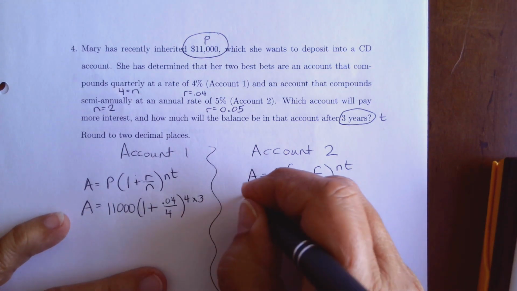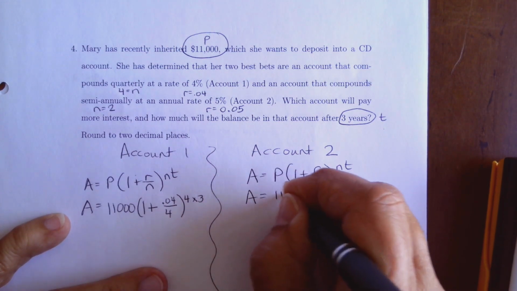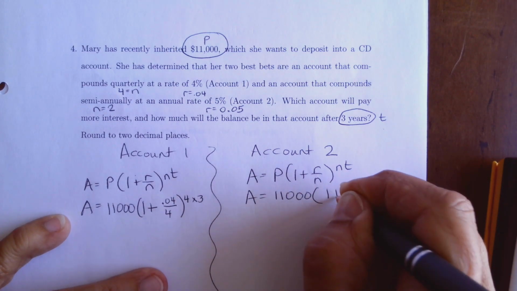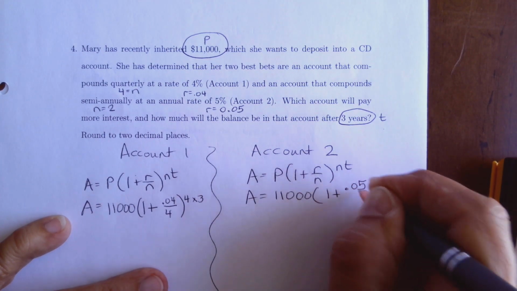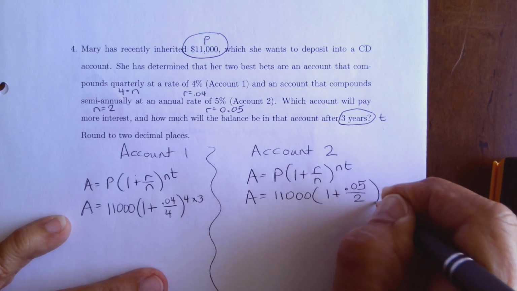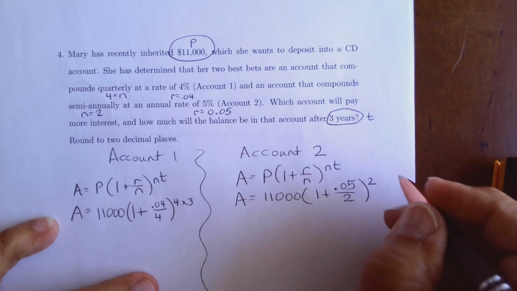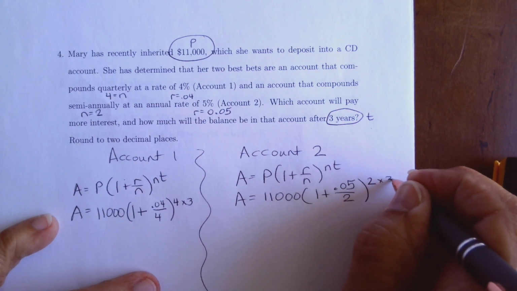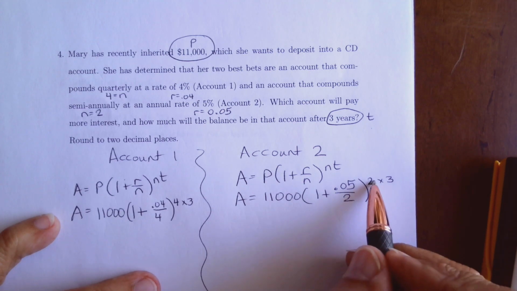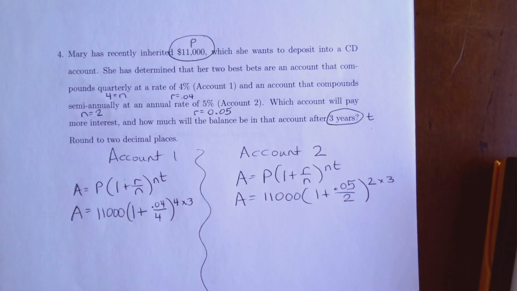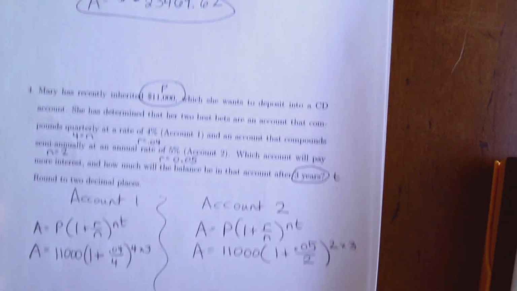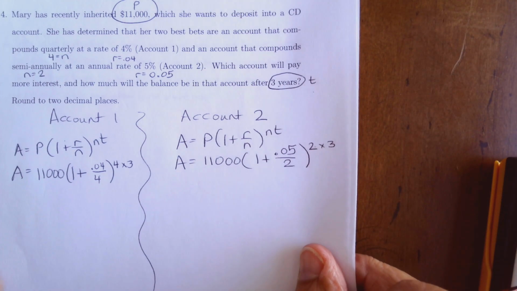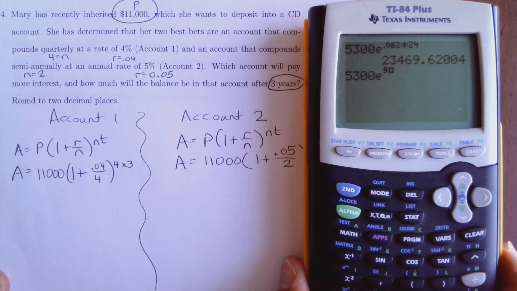All right, so we have principal, still 11,000. 1 plus the rate, 0.05. This time we're dividing by 2 times semi-annually, and this time 2 times 3. Whatever this denominator is, that's what you use times the time up there. All right, so let's put those in our calculator, and let's see what we get.